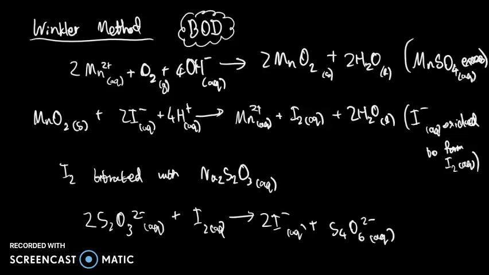And because of this, we can use the ratio of the number of oxygen initially to the amount of sodium thiosulfate we needed to titrate against it, and we can work out how much was initially there. So it's working backwards. We are going backwards.